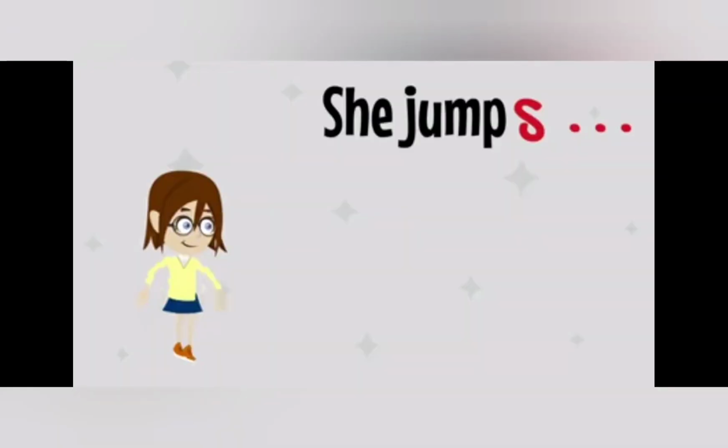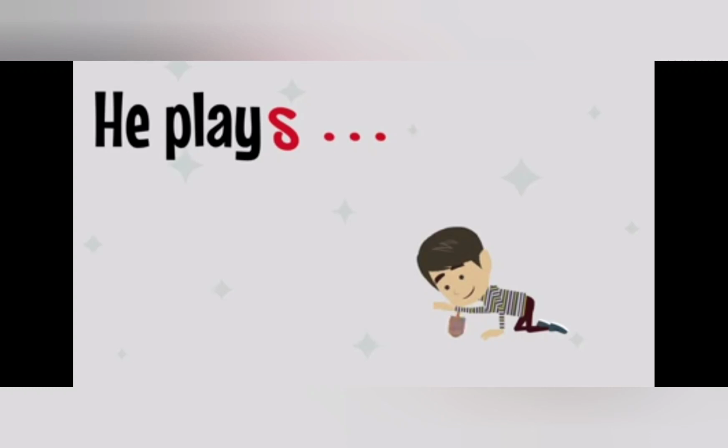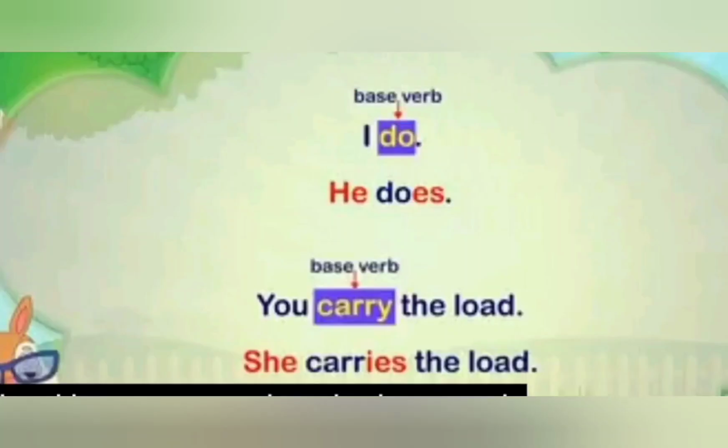Children, another example in sentence: she jumps, he plays. Children, you can understand with the example, okay? That is why we add s with jump and play, with s, plays. In the first line written, I do. The base verb in this sentence is do and I is first person. So we simply write I do.